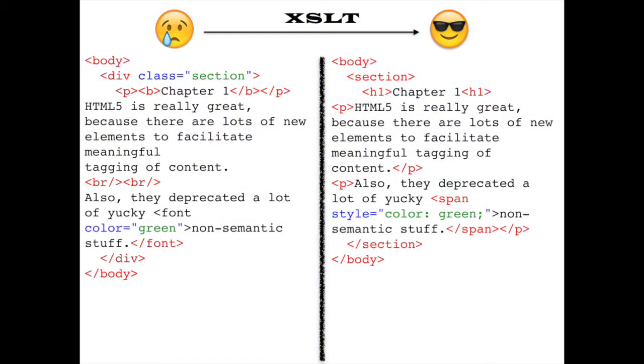On my left, you've got what I'm calling my frowny face HTML or XHTML. Not super semantic, using a lot of divs, using a lot of classes, and using a lot of deprecated attributes that would be better replaced with CSS. And on the right, you can imagine what the result could be if you ran a transformation on that, turning the divs into a section tag, taking those bolded paragraphs and actually turning them into an H1, replacing the BRs with actual paragraph tags, things like that.